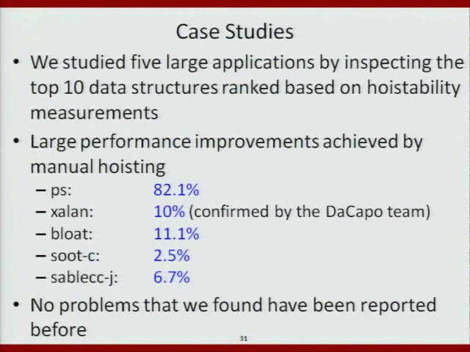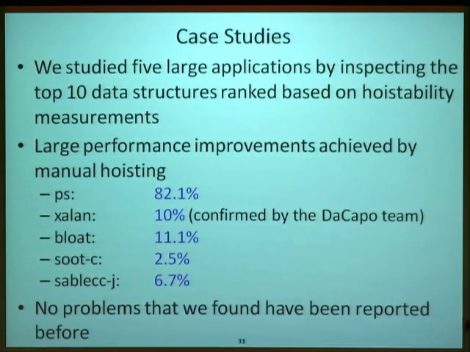But we do have open source. We do have source code for some other applications. So we studied 5 large Java applications by inspecting the top 10 data structures ranked based on hoistability measurements. We've actually achieved much larger performance improvement than with this completely automatic transformation.